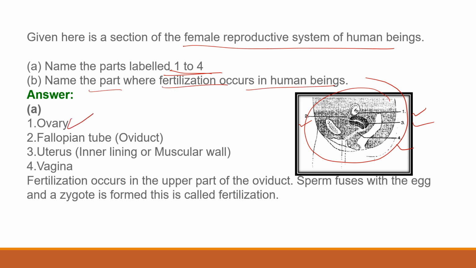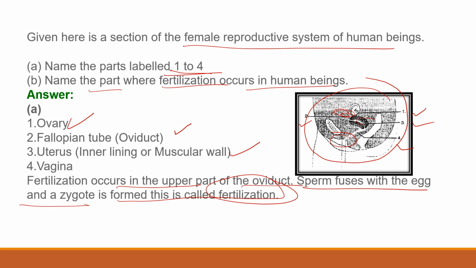So A is ovary, B is fallopian tube, 2 is fallopian tube, 3 is uterus, and 4th one is vagina. And fertilization is occurring in the uppermost part of oviduct or fallopian tube. Here in the fallopian tube uppermost part, the fertilization is occurring. Sperm fuses with the ovum, egg, and a zygote is formed, which is called fertilization.